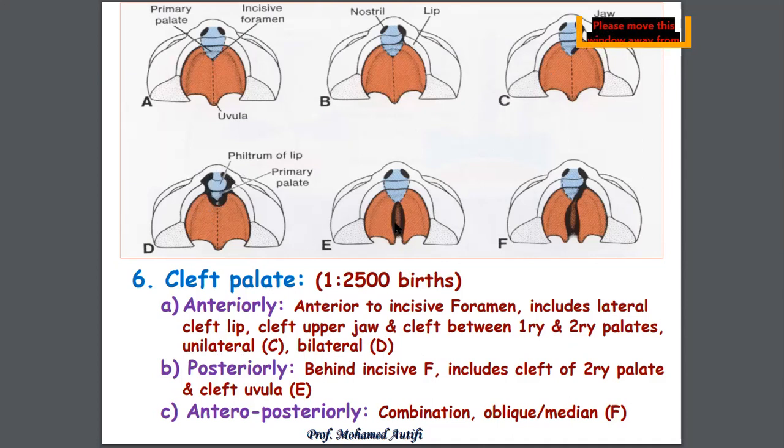Posteriorly, if you see behind incisive foramen, it includes cleft of secondary palate, right? Blue area is primary palate, brown area is secondary palate, isn't it? And there may be a cleft in this uvula region also, cleft in the uvula and cleft in the two palatine bones. That means two palatal processes are not fusing in the midline. Antero-posterior in the sense the plates are not fusing posteriorly in the midline. Anteriorly also, that is in the primary palate area also, the cleft is there and it is moving up to the nasal cavity. So that is antero-posterior combination.